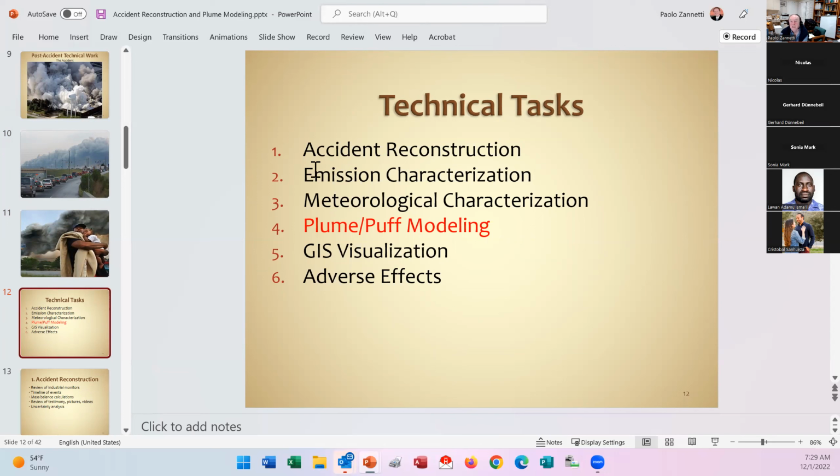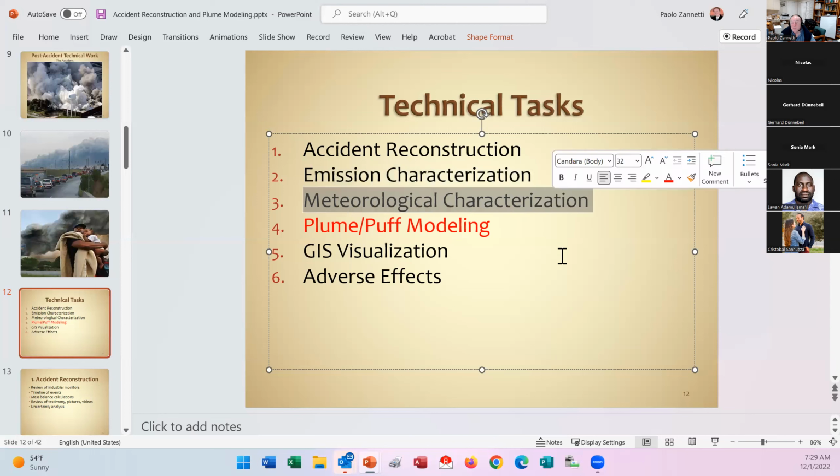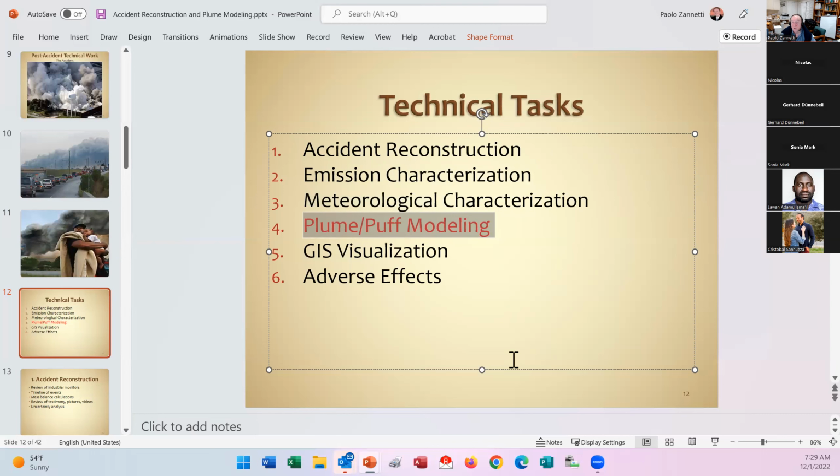basically 6. Reconstruct the accident, like what happened, why we had a fire, how long the fire lasted, hours, days, what are the chemicals emitted from the fire or from the leak, what is the emission rate, what is the temperature, the intensity, the size, meteorology. You need to collect all the meteorological data in the area that are available to do the best that you can. Plume path modeling, of course, that's the most important one from my point of view.